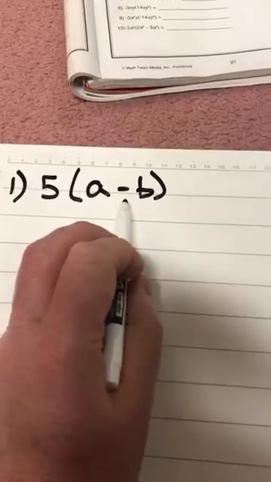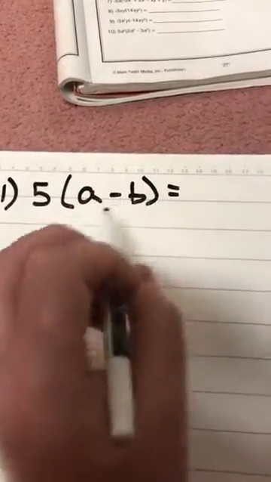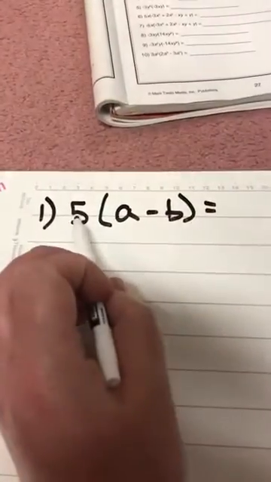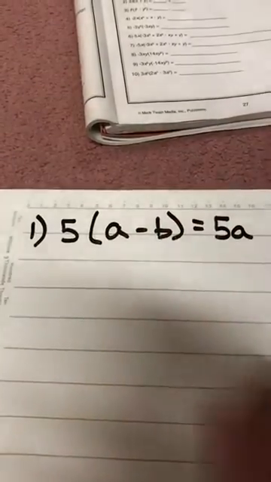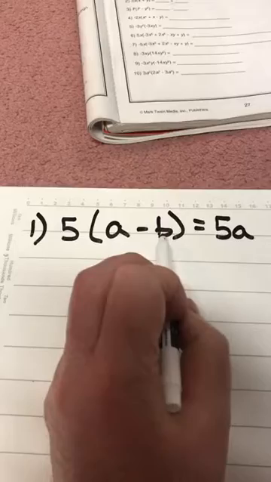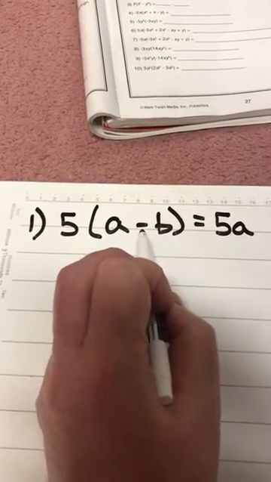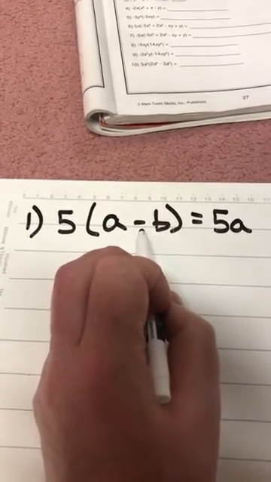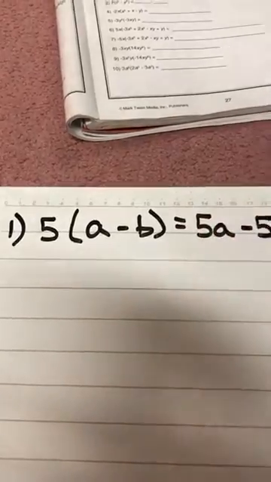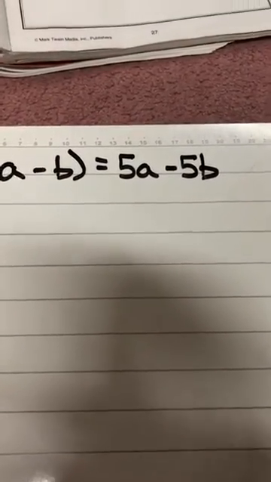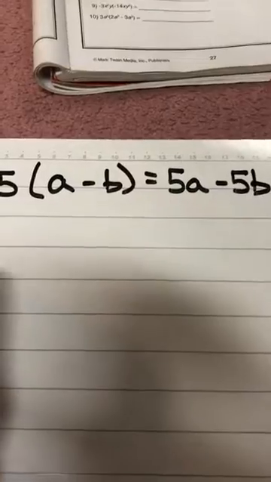A number right next to parentheses just means multiplication. You know that. So I take 5 times a. That gives me 5a. I do 5 times a negative b. Remember, that's not just minus b. That subtraction sign is also a negative. And that equals negative 5b. I look at 5a minus 5b. I make sure nothing can be combined. No like terms there, so I'm ready to move on.